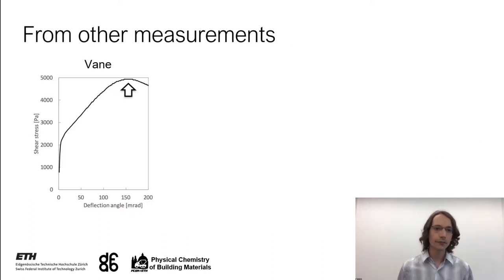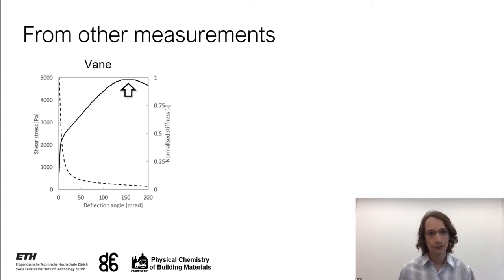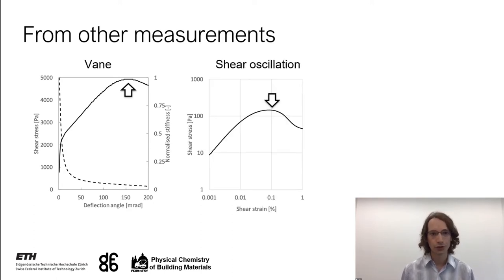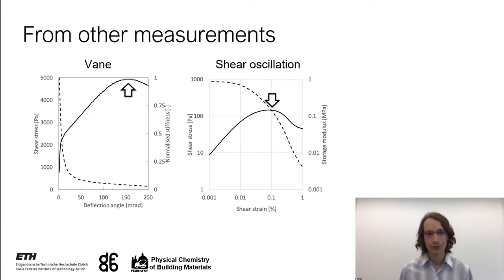Now we can have a look where this is coming from and return to other measurement methods. So when we observe the yield stress, for example, by vane, we see it where you can see the arrow. However, at this point, a lot of the material stiffness has already deteriorated. So the material becomes softer at the point where the yield stress is observed. And the same is true, for example, in shear oscillation measurements, having the yield stress here, whereas the storage modulus has already decreased substantially at that point.